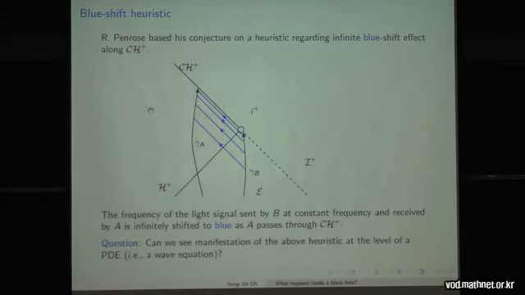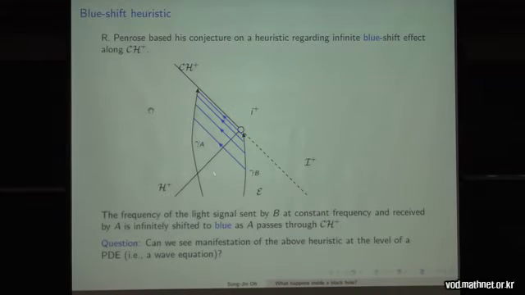And this conjecture was made for a very good reason. And this reason is called the blue shift effect of the Cauchy horizon, CH+. And let me try to explain to you a bit what this heuristic is. Okay? So basically, what this heuristic wants to say is that a small perturbation outside the black hole may translate to a catastrophically large effect inside the black hole. And this proceeds as follows.